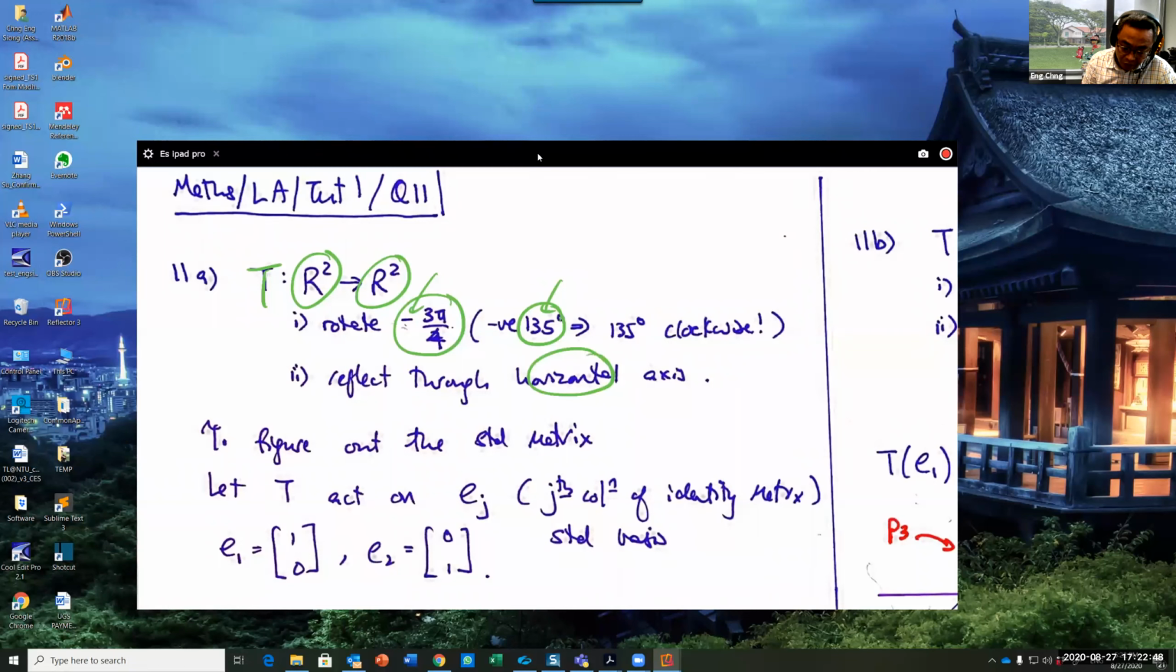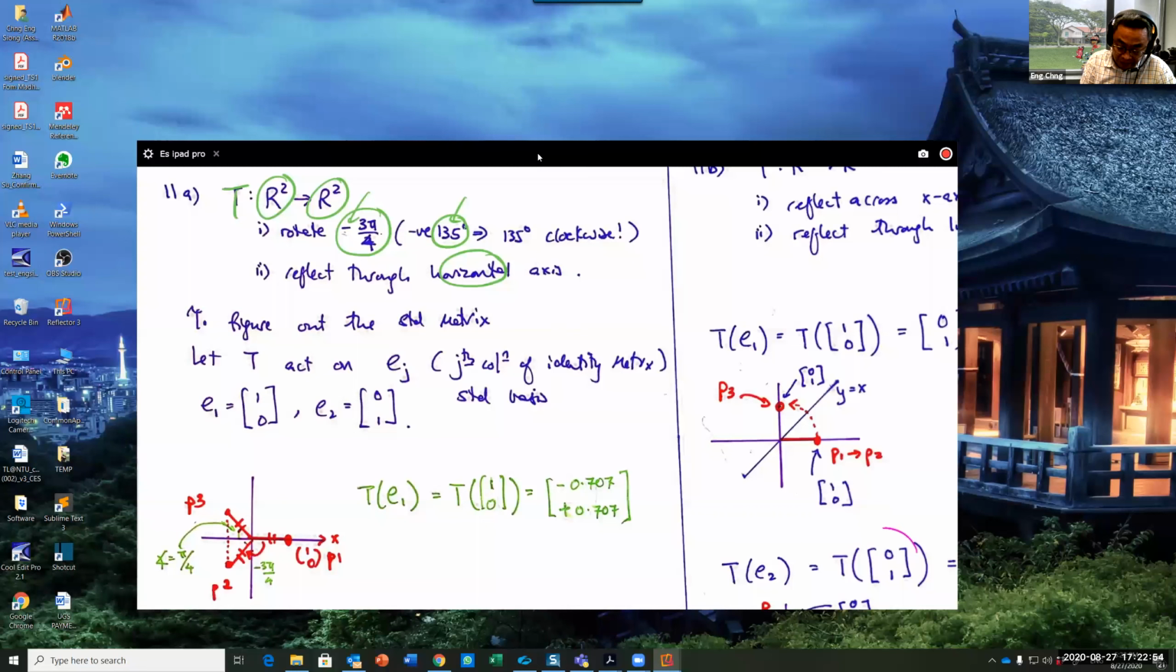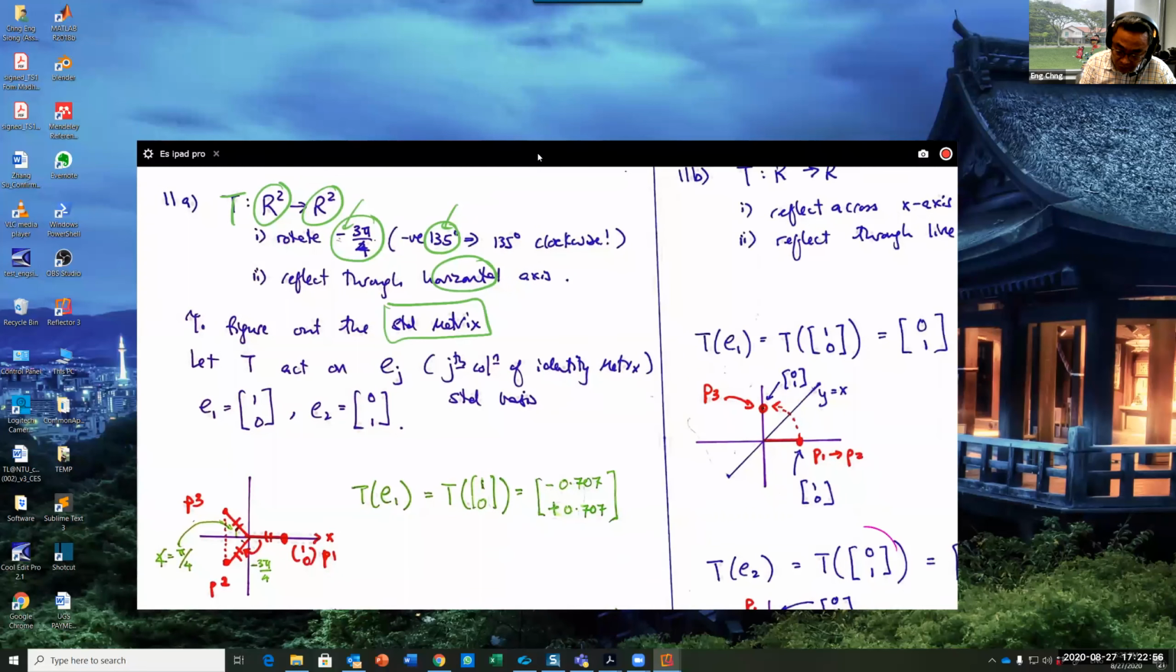So remember that we are asked to find the standard matrix. The trick, of course, is that we will find the standard basis first, which is 1, 0, 0, 1. Then you say, why 1, 0, 0, 1? It's because he told us that the input was R2. If he told us that it is R3, we need to do this. And if you do R4, then you just basically have more of this.